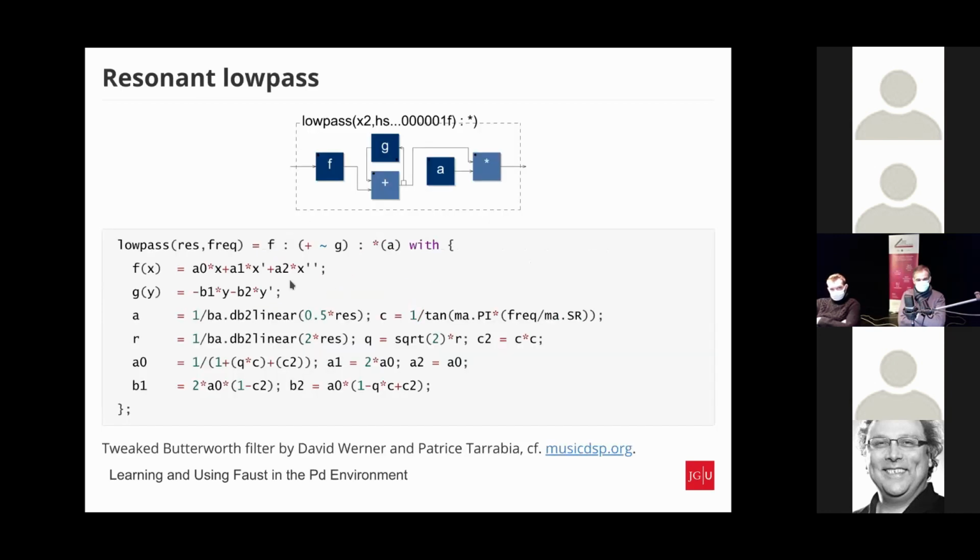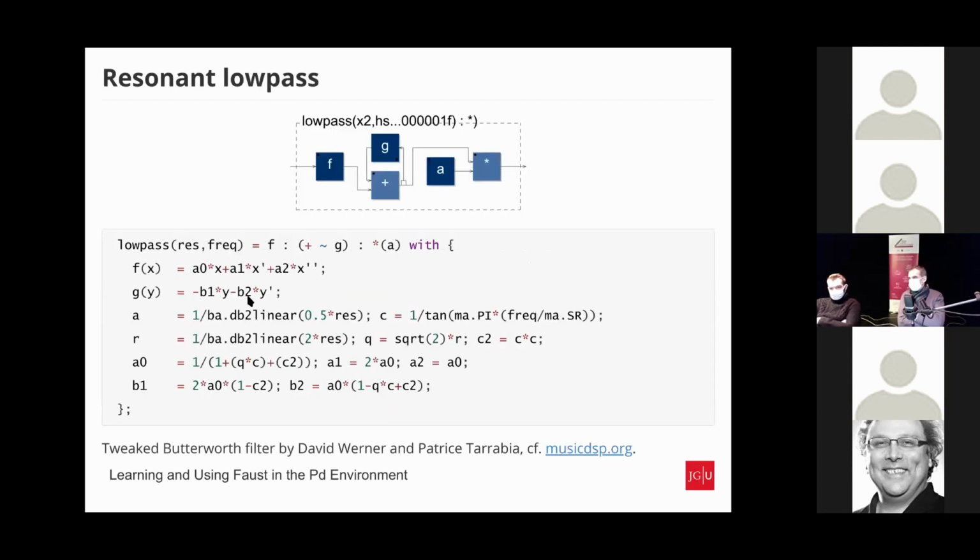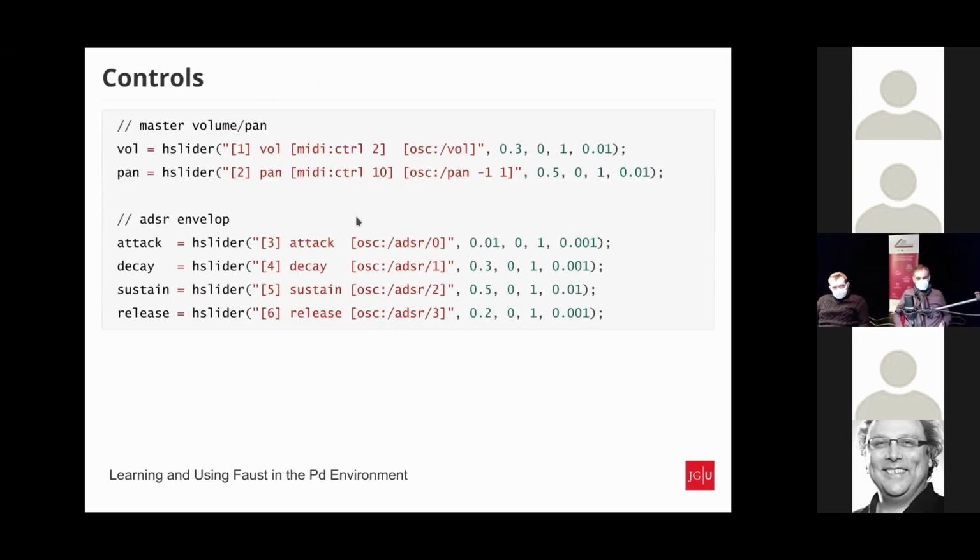Okay, but let me come back. The filter that I have here is just a Butterworth filter. I took the design from the internet, and you can see that it's a tweaked Butterworth filter by David Werner and Patrice Tarabia, which I found on musicdsp.org. And you just see all the filter parameters here, and then the feed forward function, the feedback function, which are in a loop, of course, makeup gain, and that's all. It's very basic, but it sounds pretty good, I think.